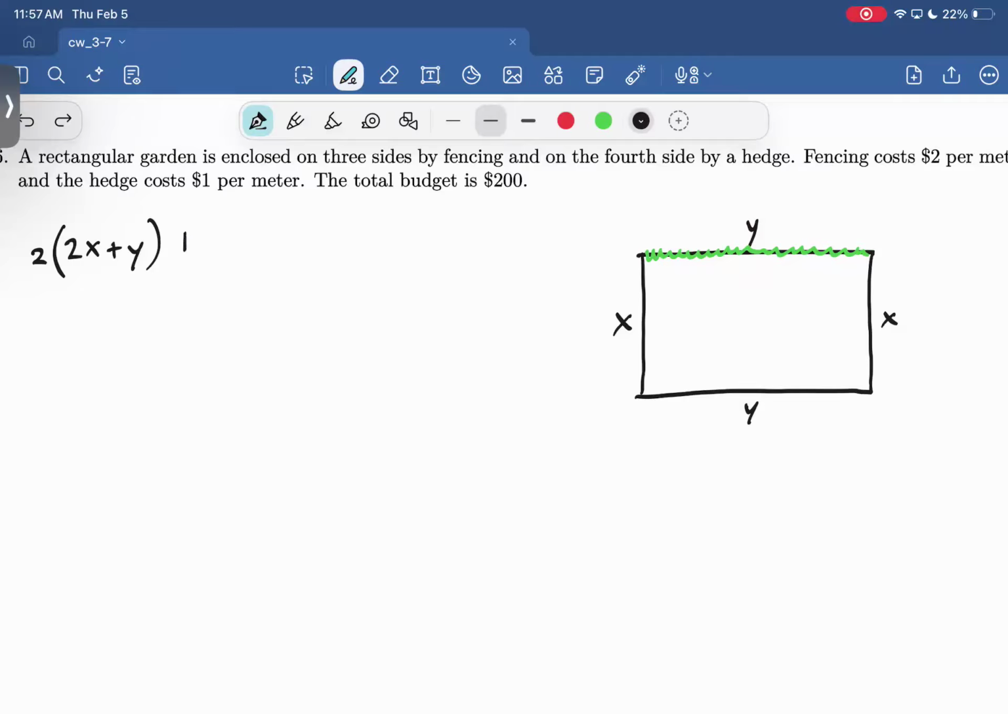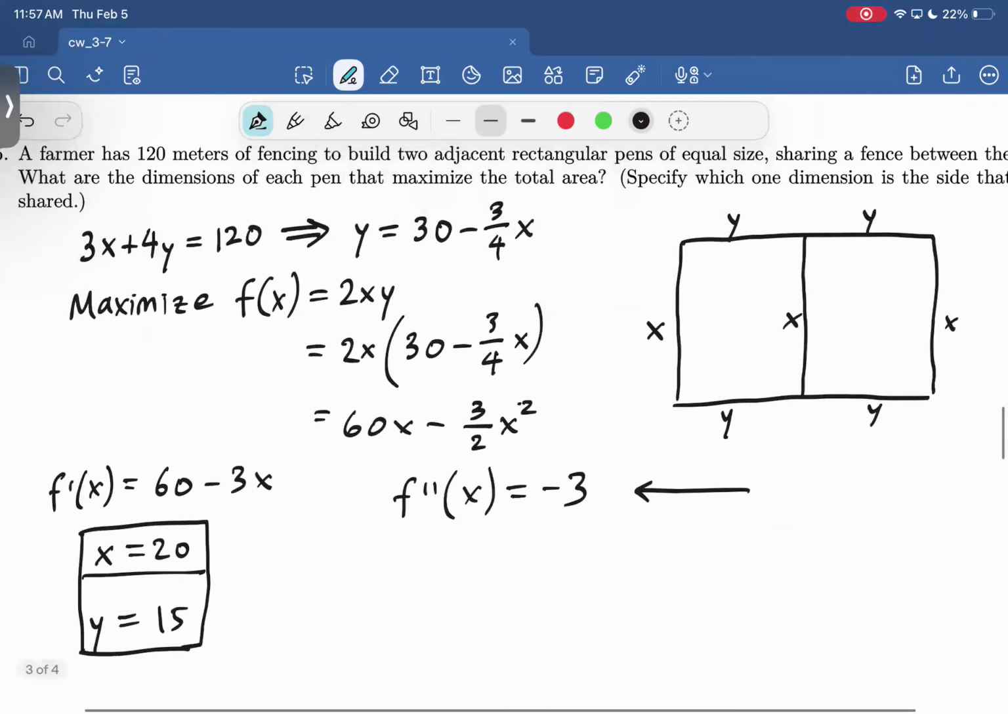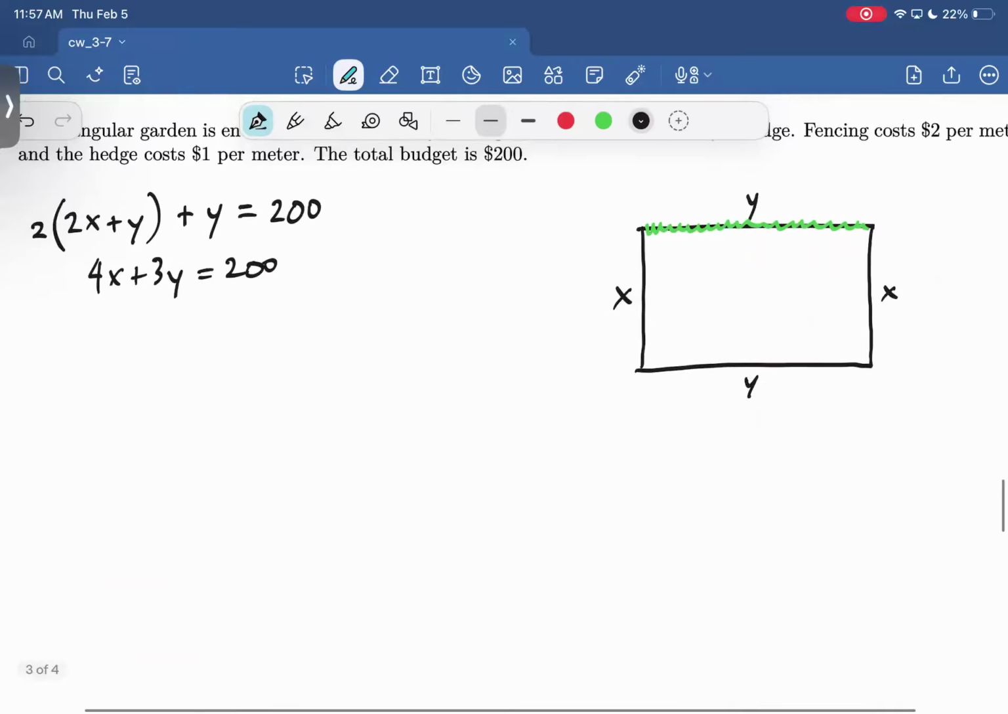And then for the hedge, it is going to cost $1 per meter, and we have y meters of hedge. So that's just going to be y there. And then this total cost is $200. So that's 4x plus 3y equals 200. Isn't this the same equation? Oh, almost. Could have been. Any questions? This is almost useful for real life or something. Not really.